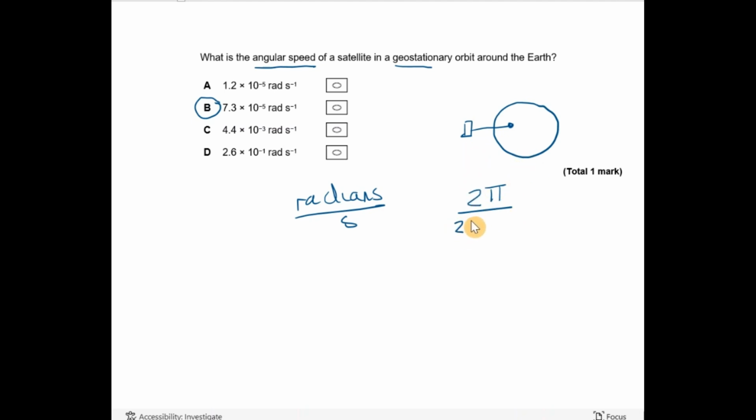24 hours times 3,600 seconds in an hour. If I put that into my calculator, I will get an answer of 7.3 times 10 to the minus 5 radians per second.